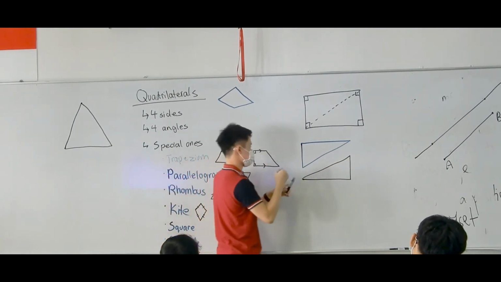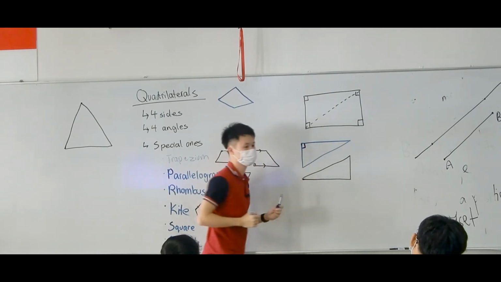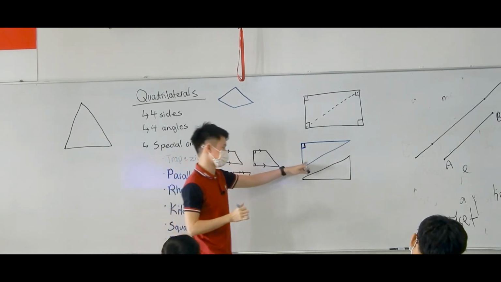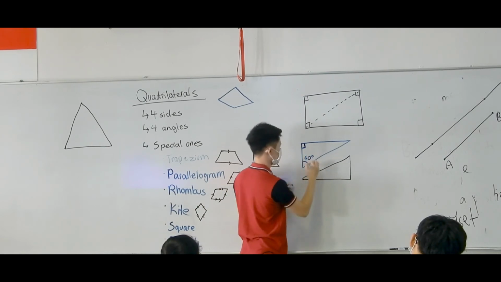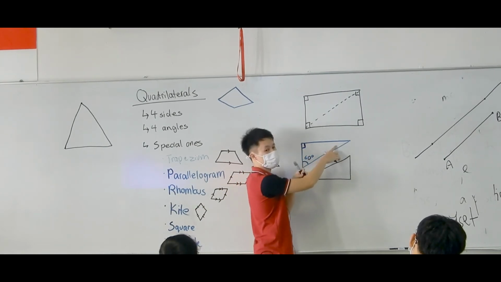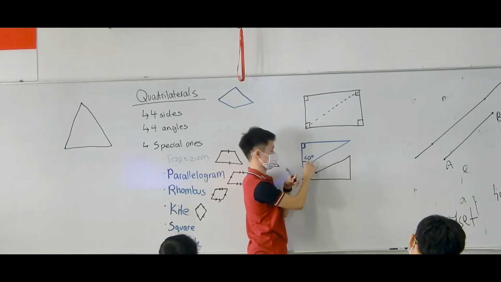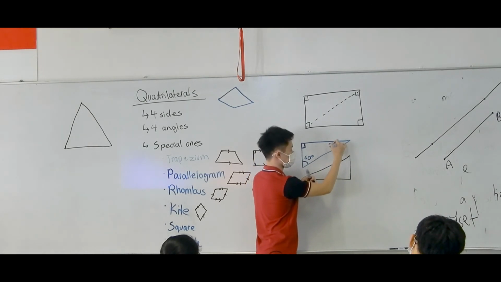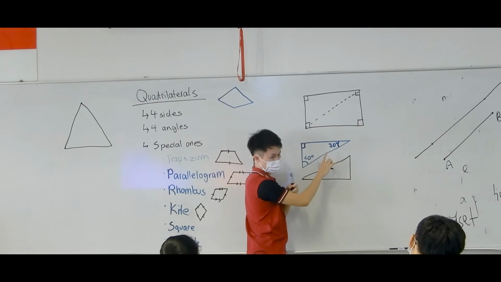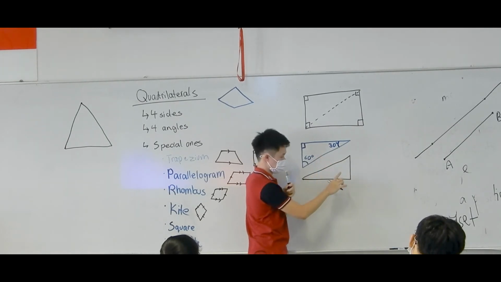Now, this is definitely 90 degrees, correct or not? Alright? Let me give this an angle. Let's give this 60 degrees. And then this side, this one will be how much? This is 90 degrees, this is 60 degrees, this is how much? 30 degrees, right? In total, how much? 180, correct or not? Same thing.